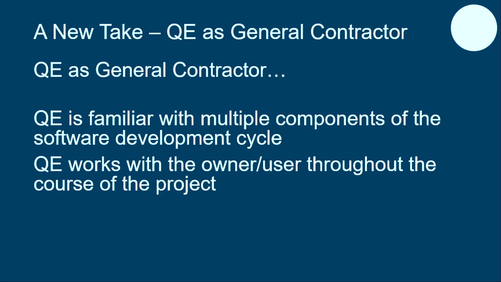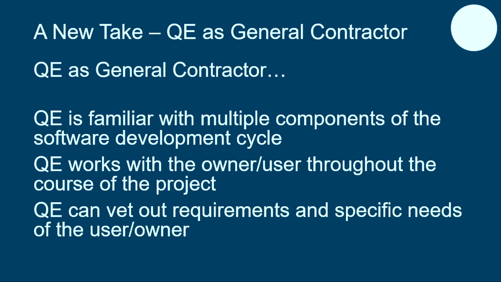We work with the owner or the user throughout the course of the project. When our next door neighbors were getting their house rebuilt, the general contractor was on that site all of the time. They were intimately involved with that project, and they were really the one working together with the owner. They were able to hear the conversations about what the owner or the customer wanted for that construction project, and they were able to interpret that into the design and into the look and feel and the experience of that construction project, right? We can vet out requirements and specific needs of the user and owner, right?